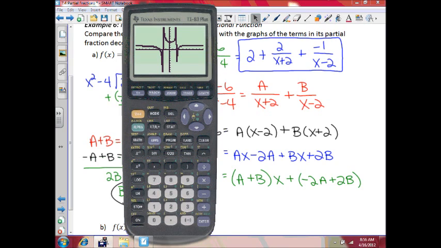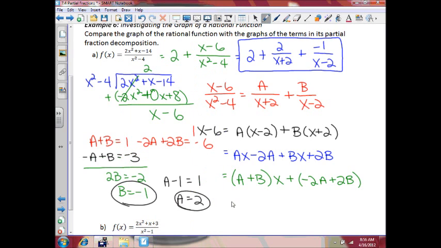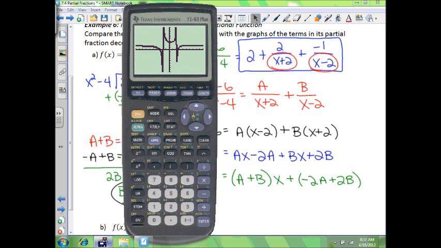Now, you can see from the graph that there are going to be vertical asymptotes at negative 2 and positive 2, so x equals positive or negative 2. You can also see that from our denominators, which tells you there are vertical asymptotes there, and from the original function. You can also see from our horizontal asymptote test, or leading term test, that 2x squared divided by x squared is 2. So this positive 2 at the beginning tells you there's going to be a horizontal asymptote at y equals 2, which you can see. So that's how you compare the graphs.